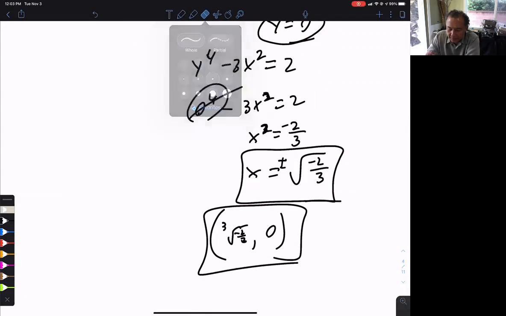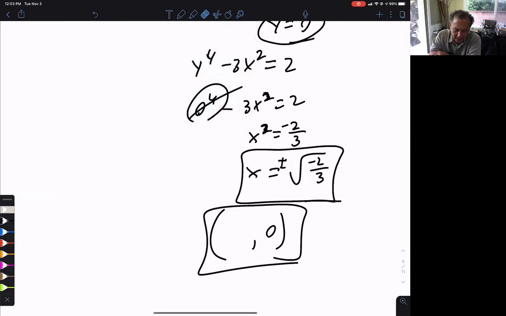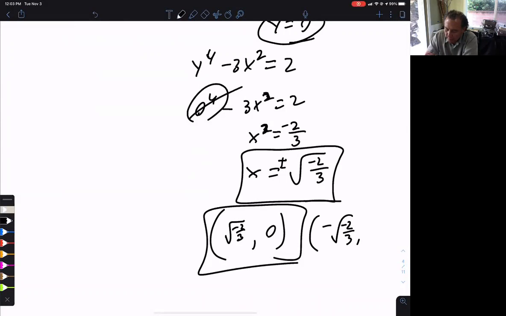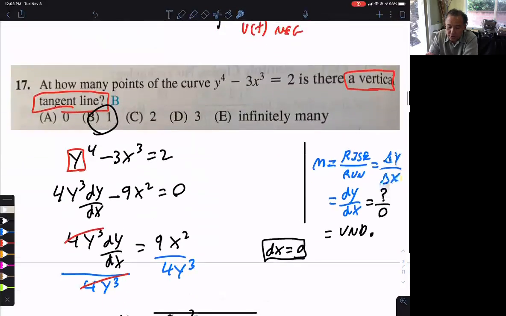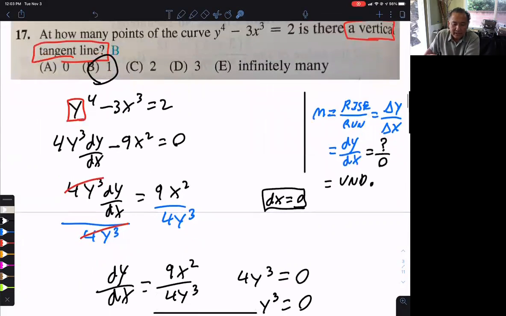So you would need a plus or minus, which actually gives you 2 x values. If this were the case, your answer would be the square root of negative 2/3, 0, and the negative square root of negative 2/3, 0. You would actually have 2 solutions if this were a square, because you get 2 different x values for your y value. So be careful on this question. In this case, there was only one.